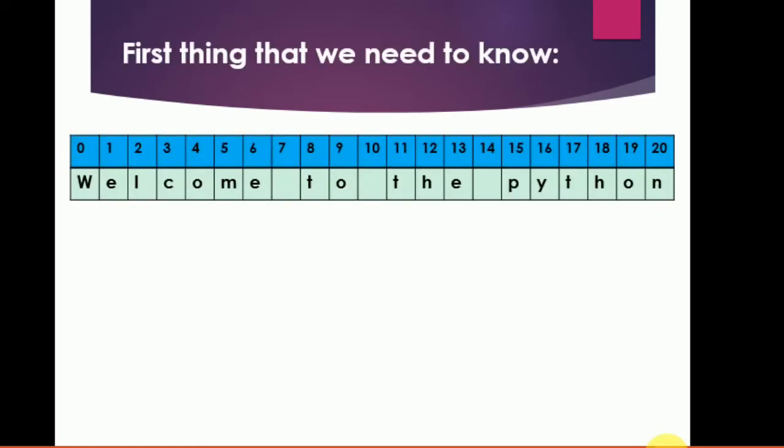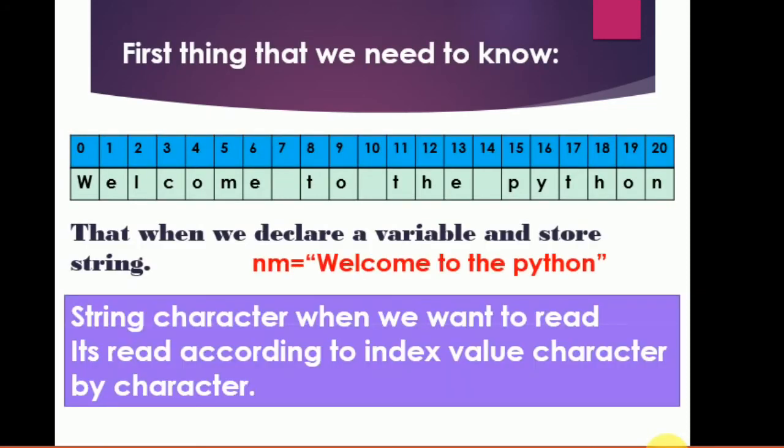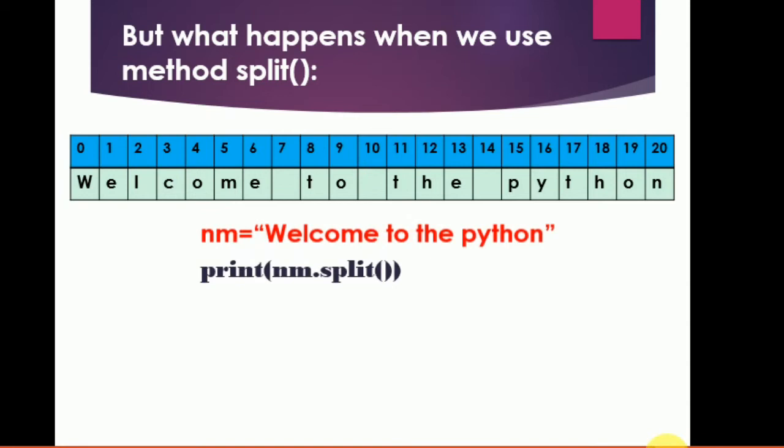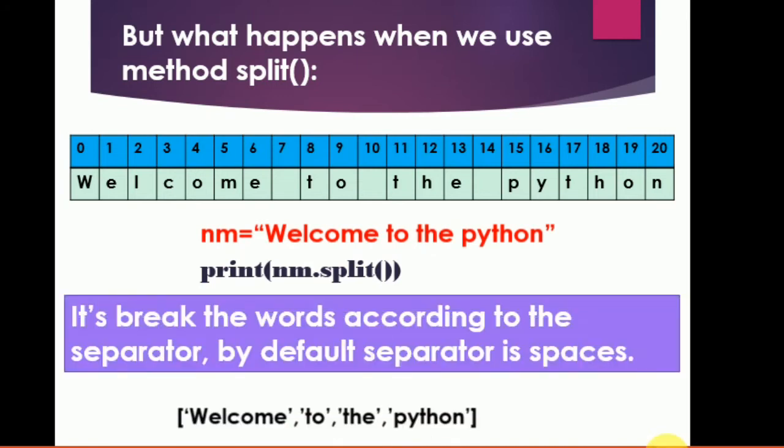Now let us understand the use of split and store the result in another variable. First thing that we should know is that when we declare a variable nm equals welcome to the Python, the string is going to be stored, and if we want to read it character by character, then we have to go through the index value. You already know that. Now if we use the method split, then what happens? When we store nm equals welcome to Python, after that we use print nm.split. It breaks according to the separator that is by default, that is space. We already discussed that.